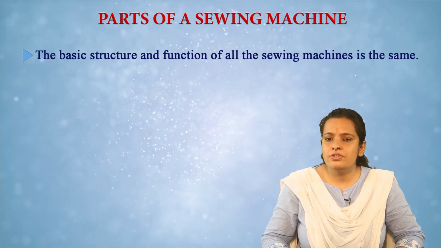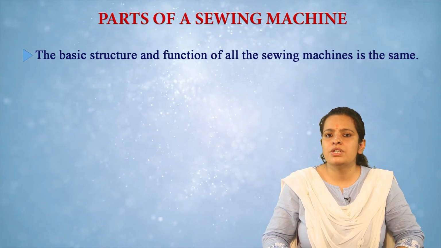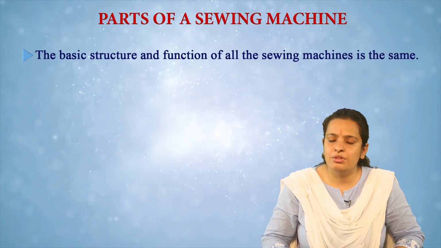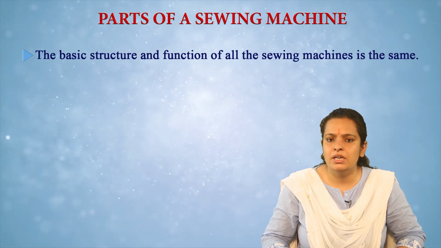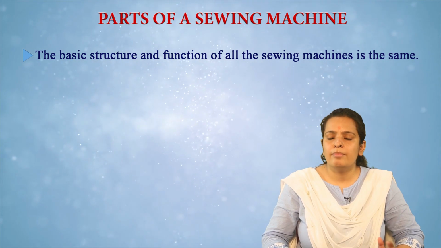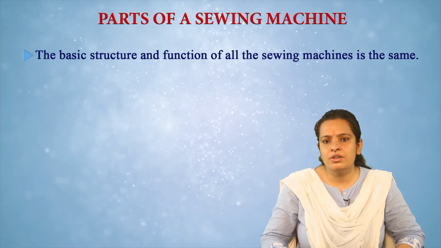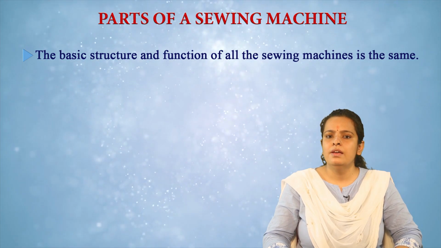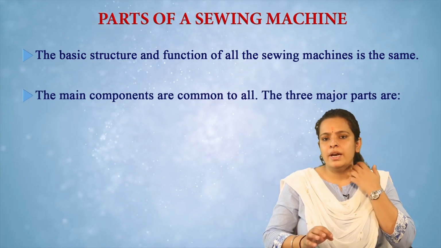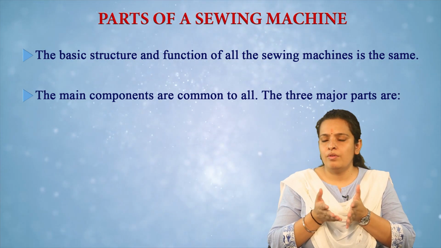Now we know how many types of machines there are, so what are the different parts of a sewing machine? When we talk about the different parts of the machine, the basic structure and function of all the sewing machines is the same. We discussed three types of machine, and whether the method of operation is different, the function of all the sewing machines is the same. So the main components are common to all three machines.